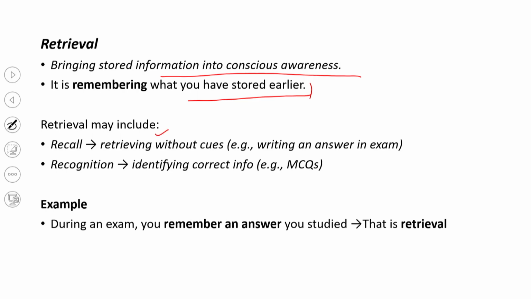Retrieval may include recall, retrieving without cues, right. For example, you write the answer to an essay type question. There are no cues. The question is asked, you have to remember all the concepts, details and examples and write it. No cues are given for the answer. Okay? It may also include recognizing information, or recognition, for example, identifying correct information. In MCQ type questions, certain cues are already given. You only have to identify the right option. You do not have to remember everything, because the options are given.